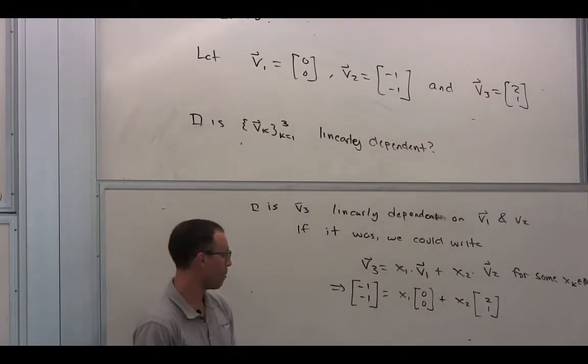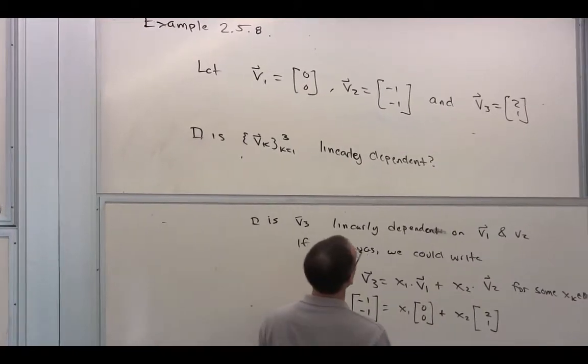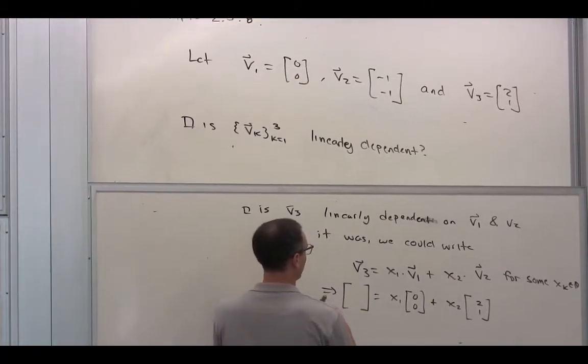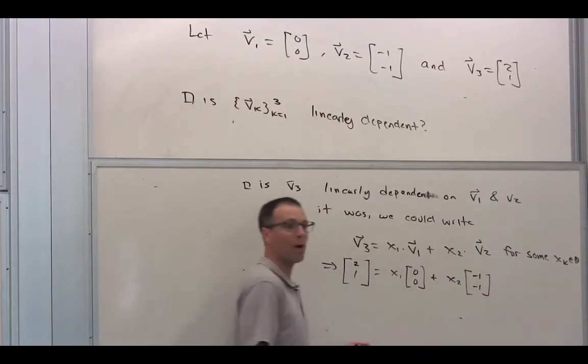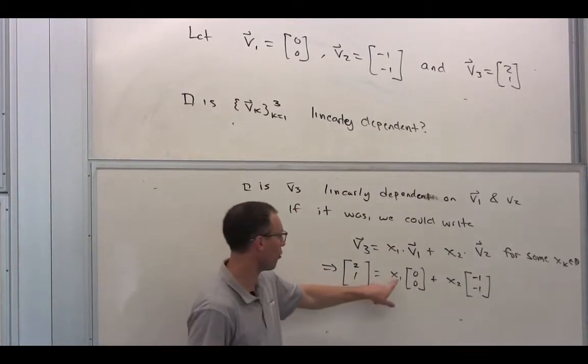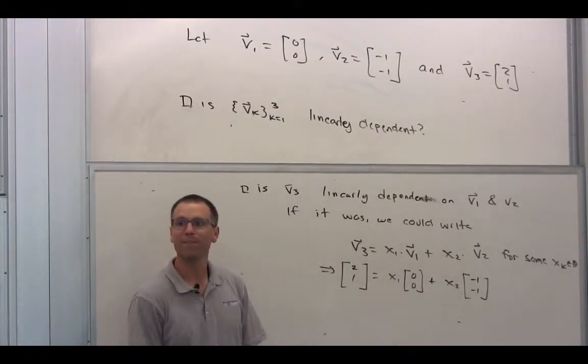Why would that not be possible? Did you try -1 for x? Did I mix them up? Sorry. Why would that not be possible? Why can I not multiply these two vectors by some random scalars and get this thing back?